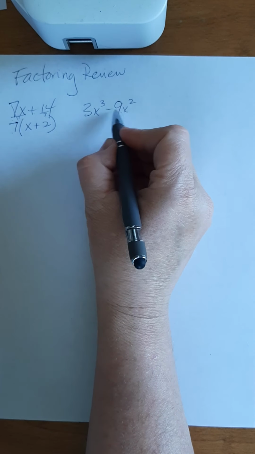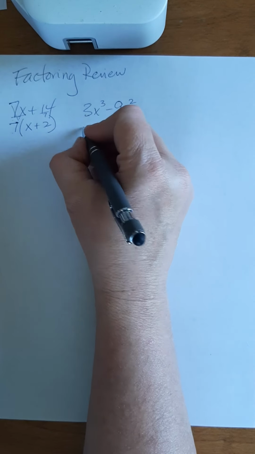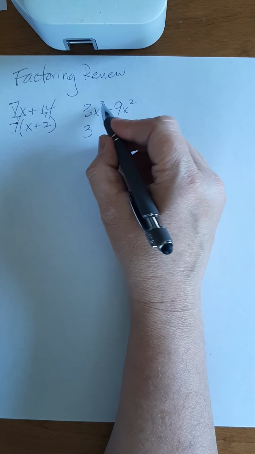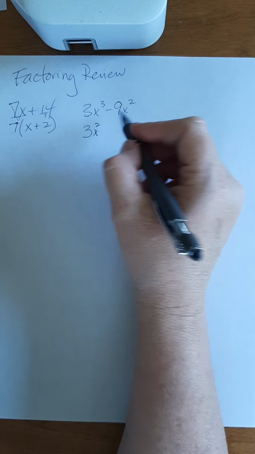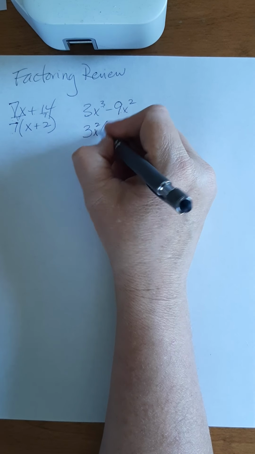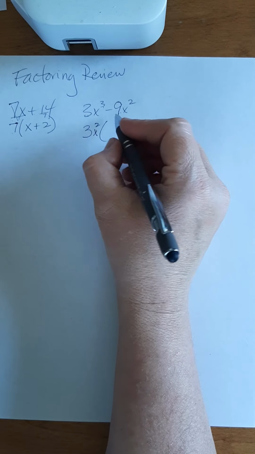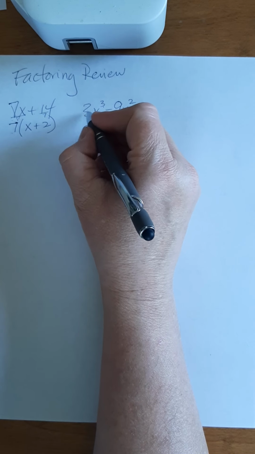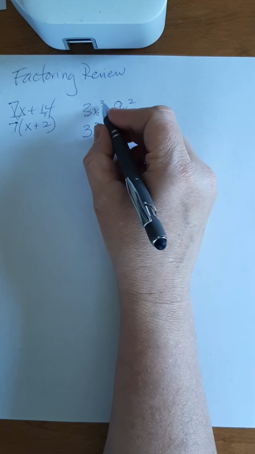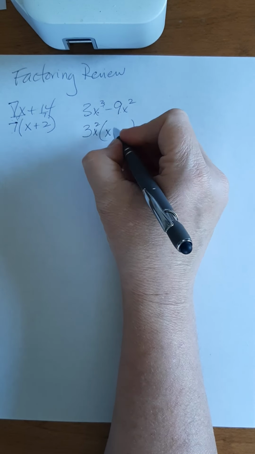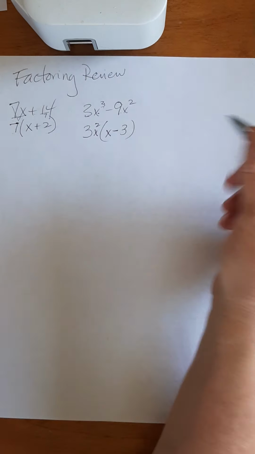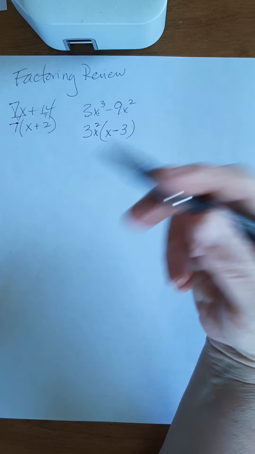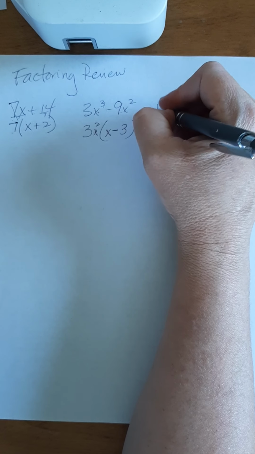Well, the biggest thing they have in common is a 3. 2x's and 3x's, so 2x's, because remember you always go for the smallest number. And then to see what's left, if you divide this by 3x squared, you got 1x, and bring down the sign, 3. Now you can also factor monomials with 3 terms.